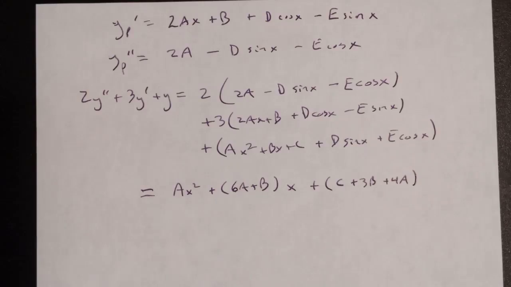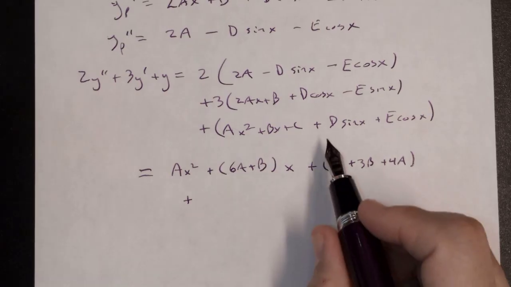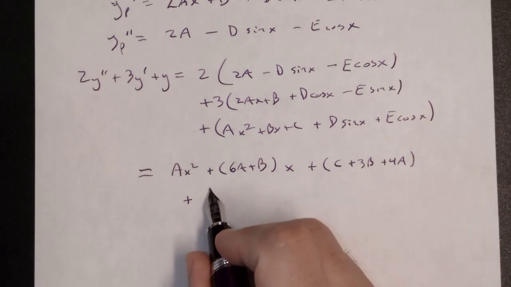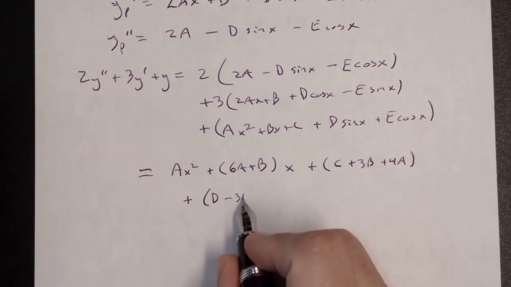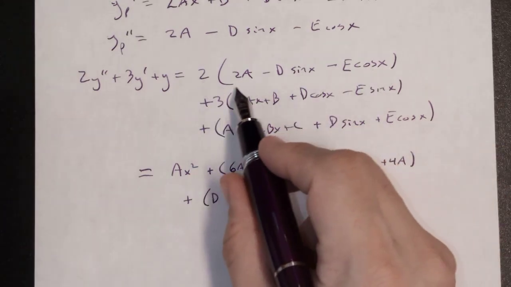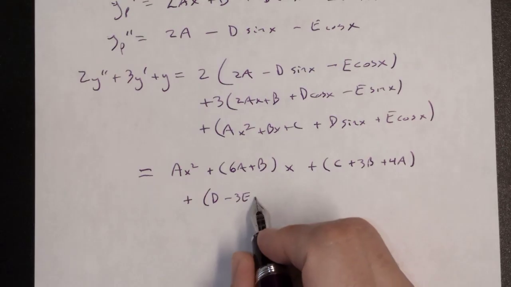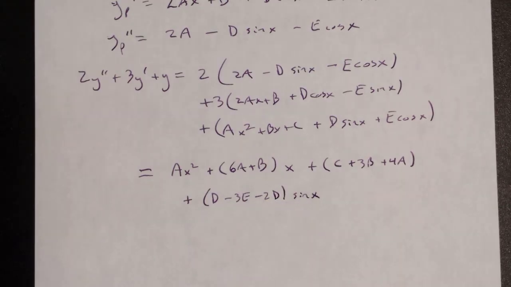Sines. I have something with sine x. Well, I've got a d sine x here. I've got minus 3e from the second line, and I've got minus 2d from the first line. Cosines?